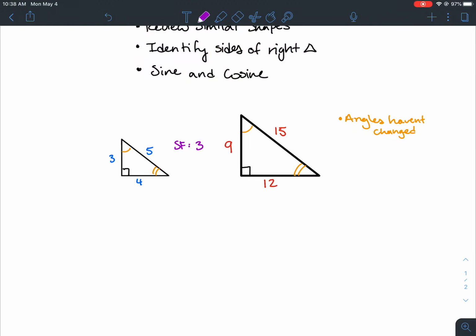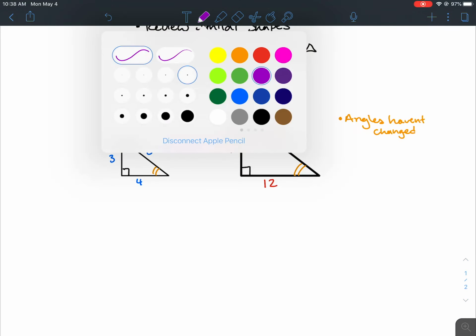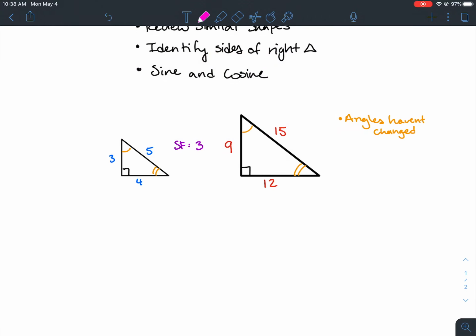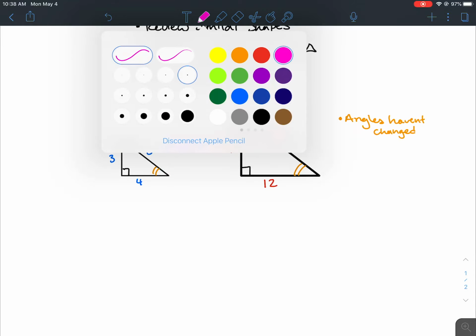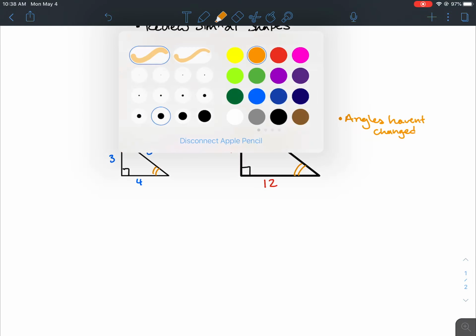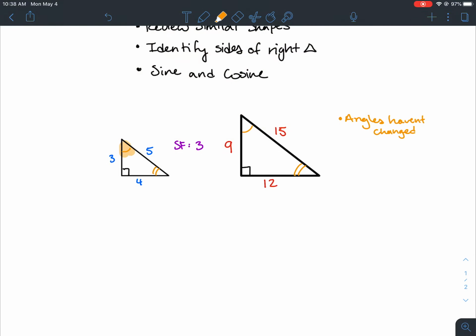we can take ratios of these sides to figure out what their angles are going to be, because the angles are all the same. If we look, this orange angle, like we said, isn't going to change over here, and this angle here also isn't going to change. Those are the same because they're similar. The only thing that changes is that we have a bigger shape in terms of the side lengths.